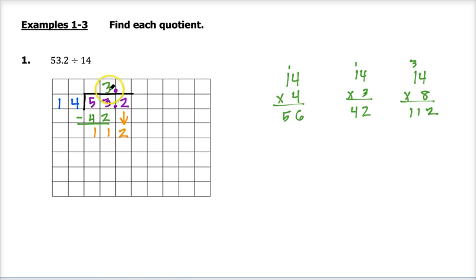So this 8 is going to go to the right of this decimal point I already put in here in my quotient to make this 3.8. And then when I multiply 8 times 14 and subtract, I get a 0 at the end, and we see that we're done. So the answer to this division problem is the quotient 3.8.